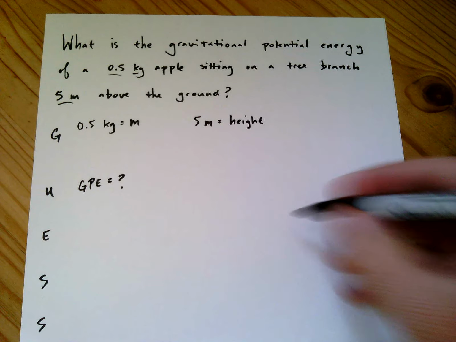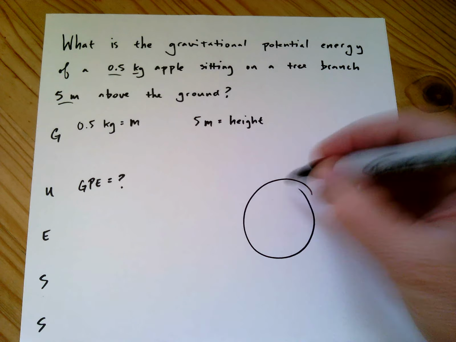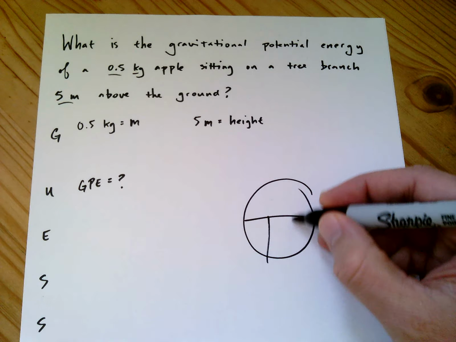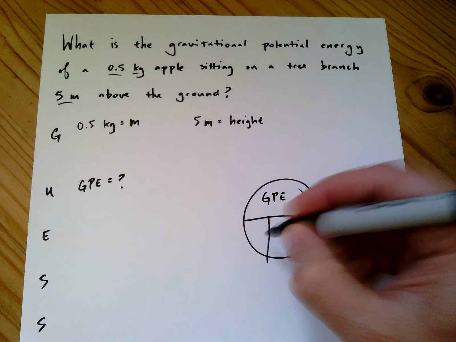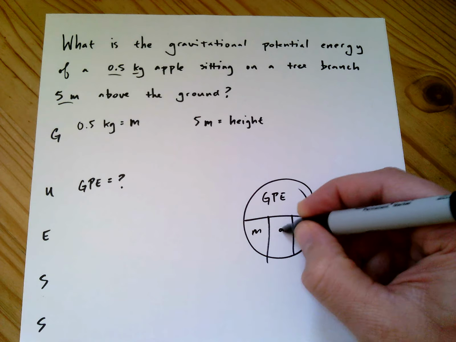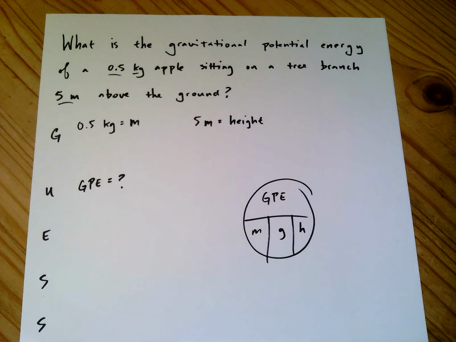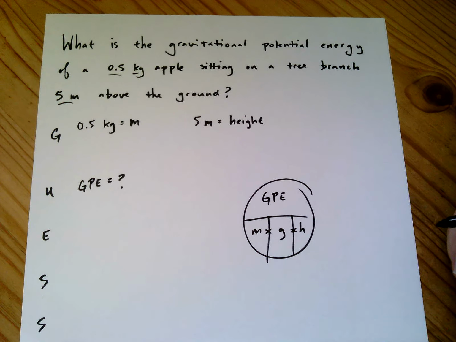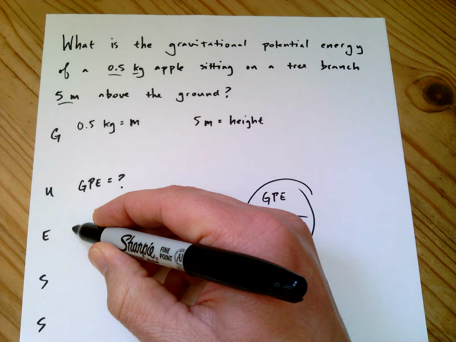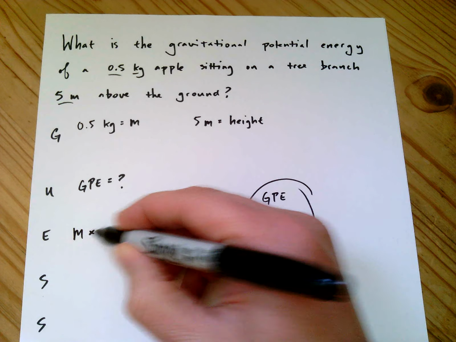And for the equation, if you remember the circle that we had, it looked kind of like this. It said gravitational potential energy on top. Then it had M, G, H on the bottom. So since all three of those variables, M, G, and H, are next to each other, we're going to multiply them. So that's our equation. M times G times H.